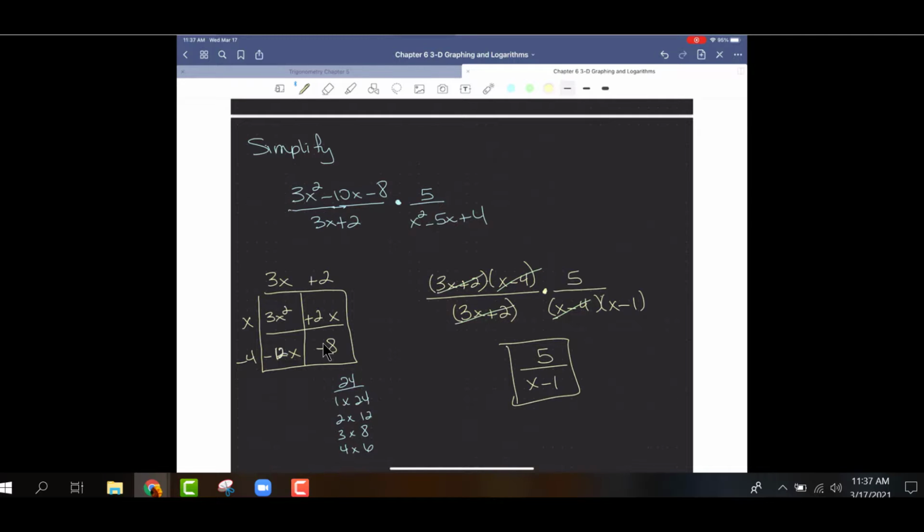Sweet. And then I know in the past we've talked about those excluded values. We know that our denominators can never equal 0, right? So if you wanted to find those excluded values, you would set these equal to 0 and find out what they cannot be, right? You good on those? All right.